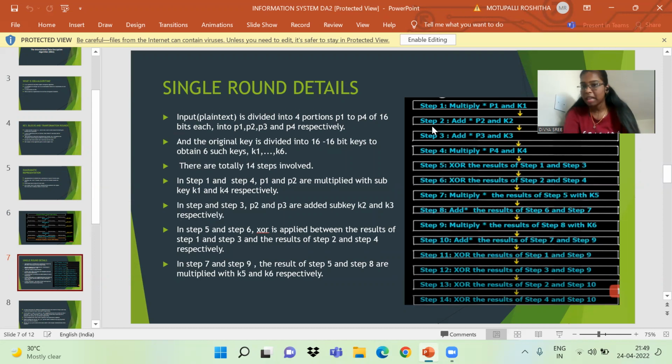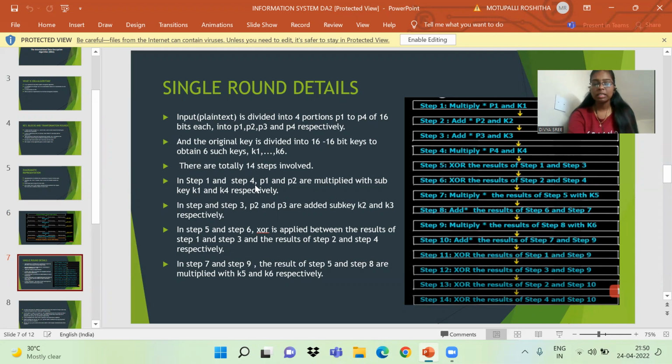This is a simple mathematical operation needed to get this round function. We have the input, that is the plain text of 64 bits, which is divided into 4 portions, P1 to P4, of 16 bits each. And then the original key, which is of 128 bits, is divided into 16-bit keys, K1 to K6. In this round function, we will be having 14 steps.